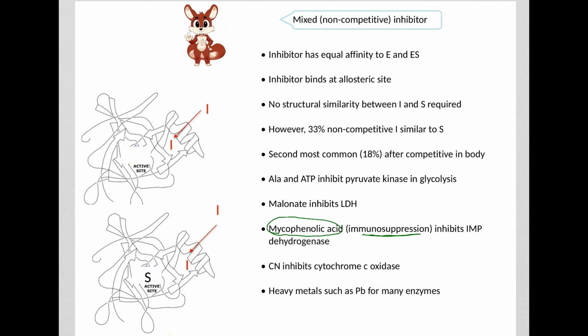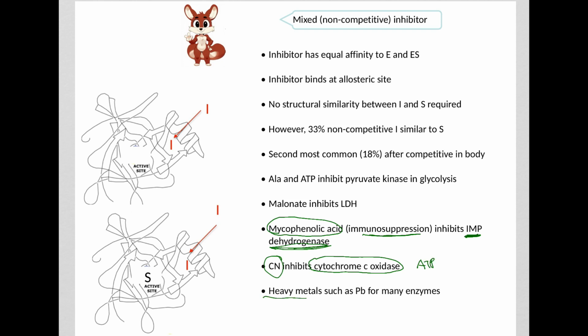non-competitive inhibitor for the enzyme inosine monophosphate dehydrogenase, IMP dehydrogenase. Cyanide is a mixed or non-competitive inhibitor of the enzyme cytochrome C oxidase, which is very, very important in the eventual synthesis of ATP in the mitochondria.